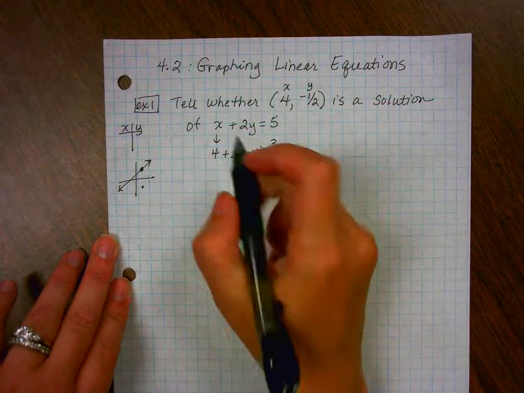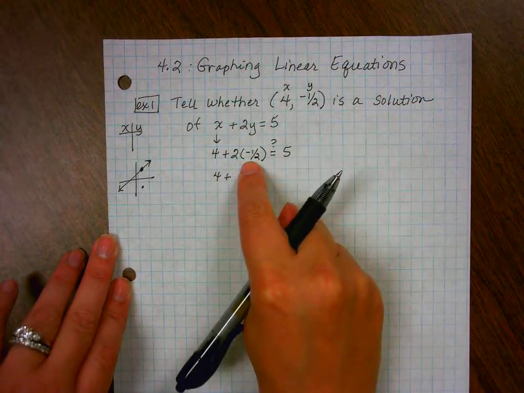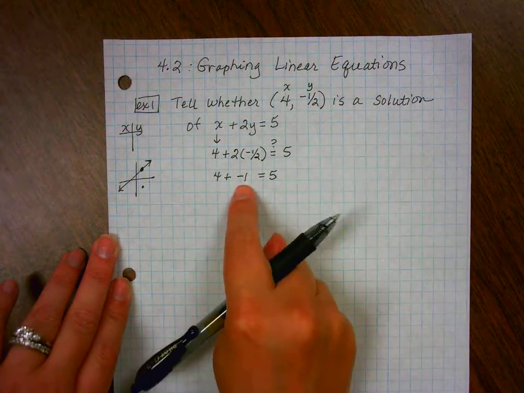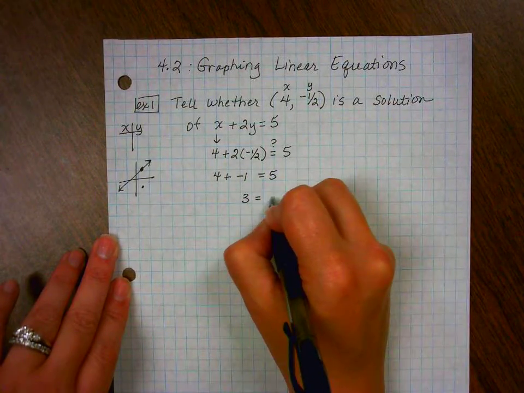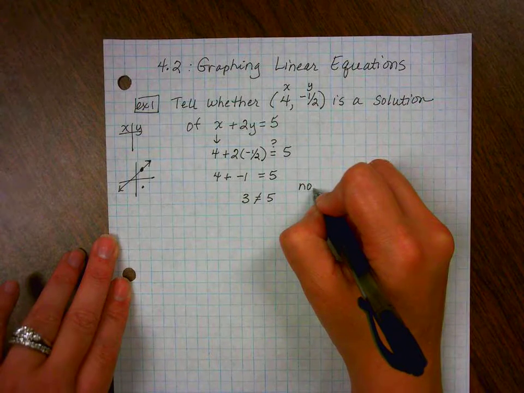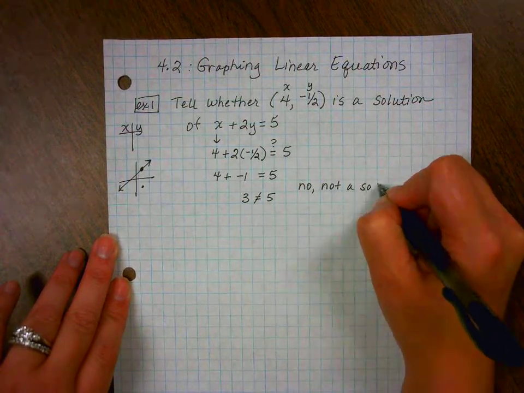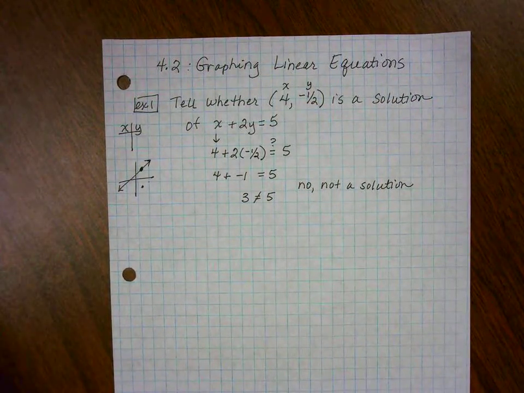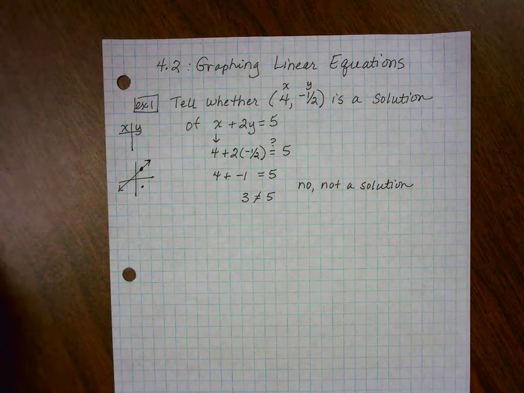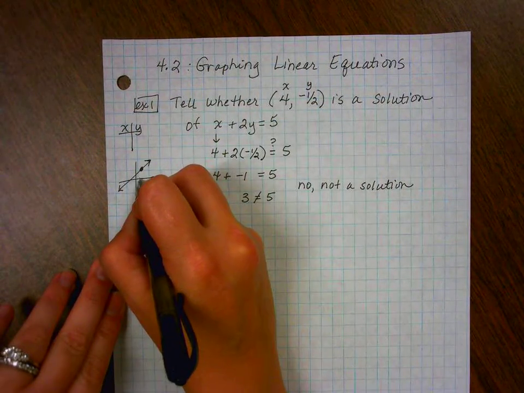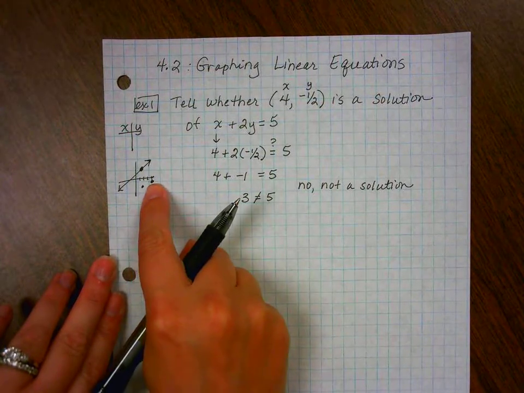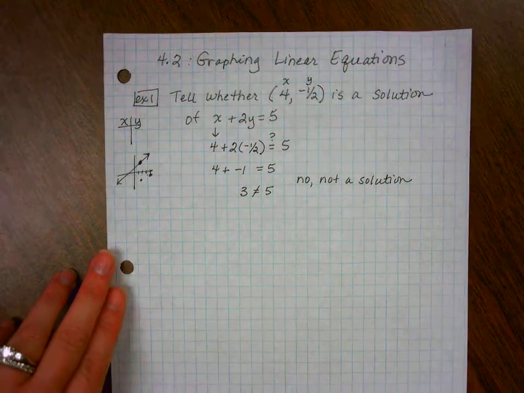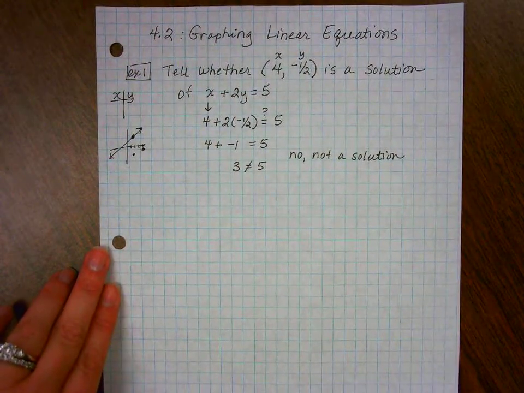Okay, so I'm going to start with 4 plus 2 times negative 1/2, which would be negative 1. Well, 4 plus negative 1 is 3. That does not equal 5, so no, this is not a solution. This would mean if I was to draw this graph, this point would be located 1, 2, 3, 4, like here, and it would not be on that line. Does that make sense? Last hour I had a little bit of trouble with that, so if that doesn't make sense, ask me so I can help.